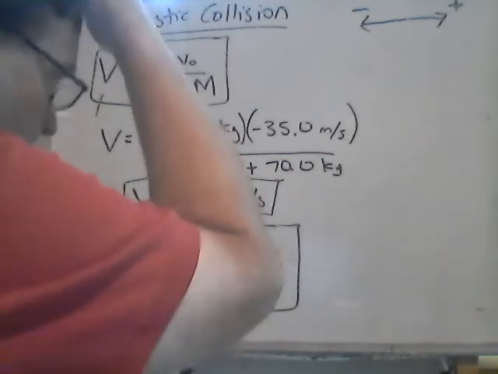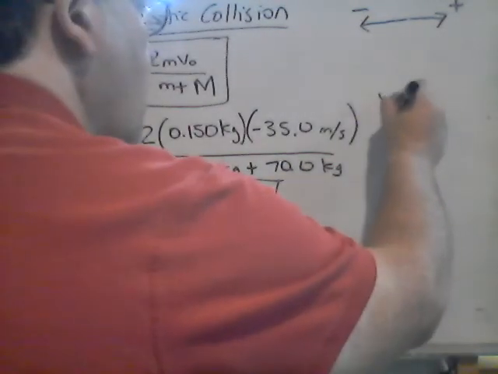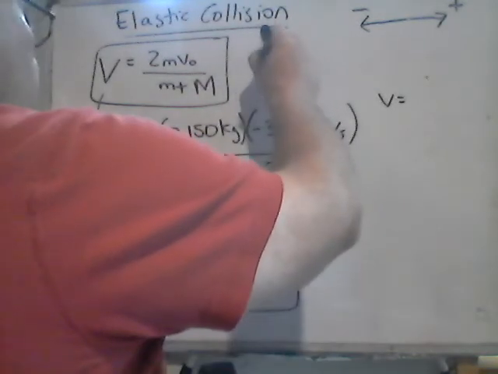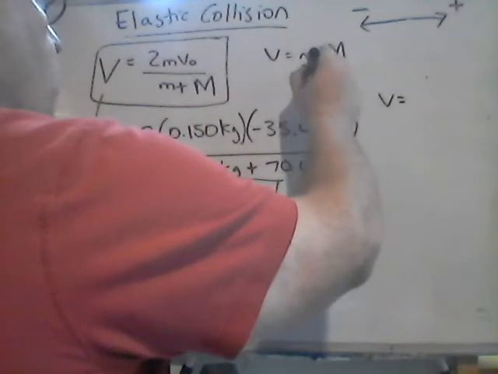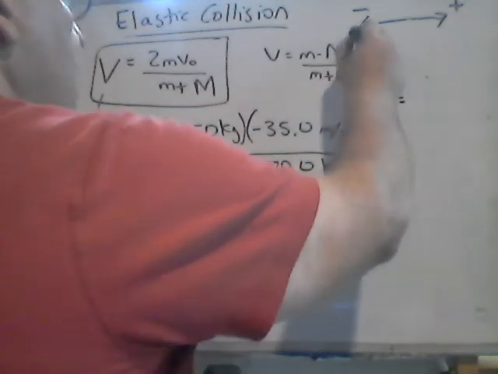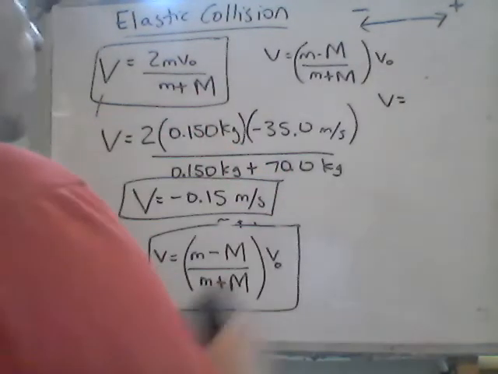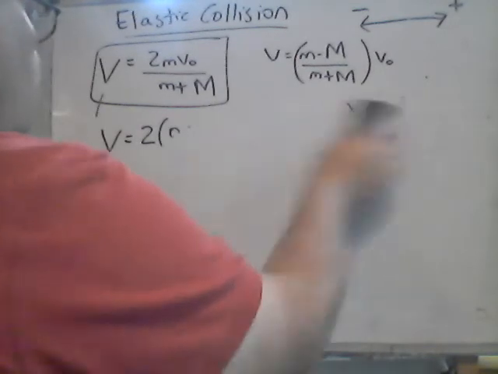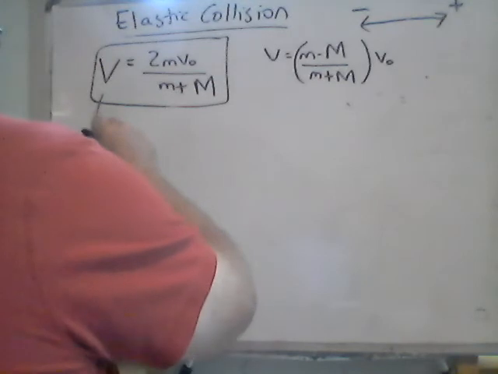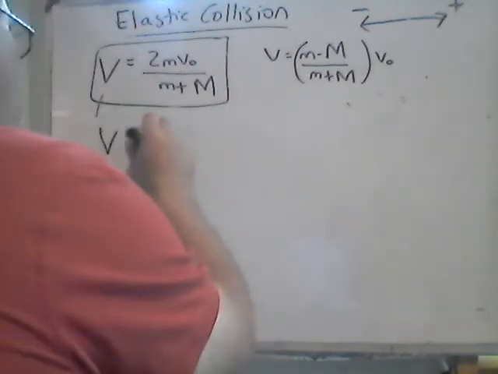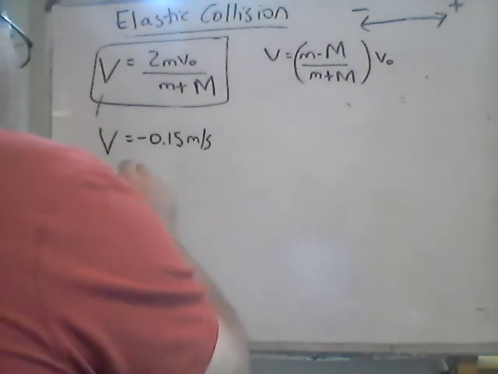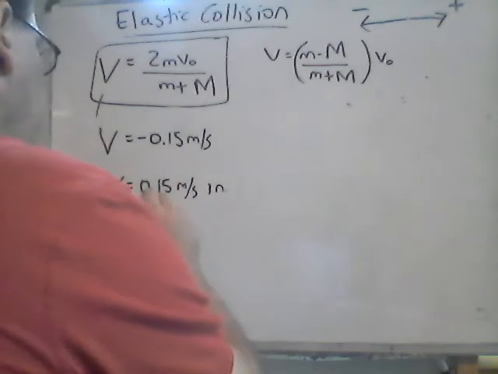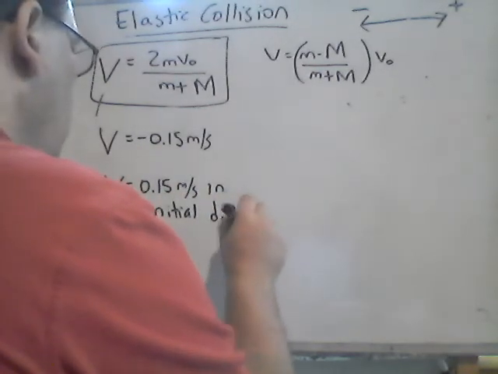What about the hockey puck? Well, here v will be, let's remind ourselves what the equation is here. So we have v is little m minus big M over little m plus big M, all multiplied by v naught. All right, so I have this relationship now. So negative 0.15 meters per second. I'm going to do some erasing here, conservation of real estate. So when I do all this, I find out that my big V, one of my answers I'm looking for, is negative 0.15 meters per second, or V is 0.15 meters per second in the initial direction of the puck.